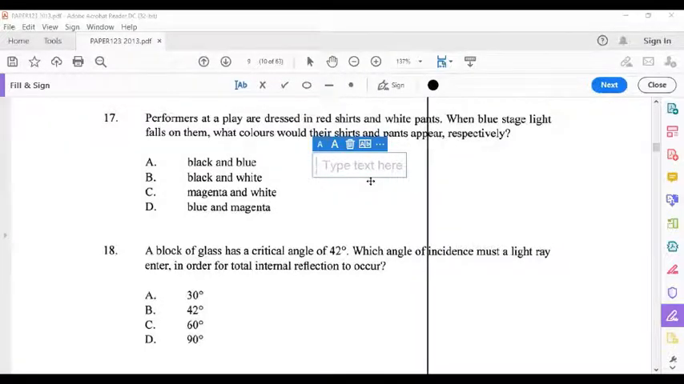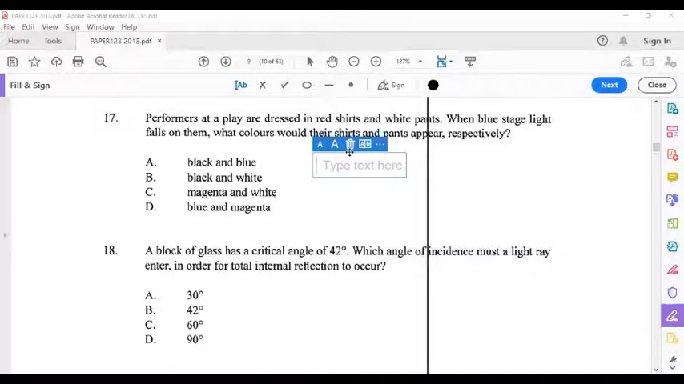Number 17. Performers at a play are dressed in red shirts and white pants. When blue stage light falls on them, what colors would their shirts and pants appear respectively? So this is a question about light and colors. Okay, so remember that an object will reflect the light that's the same color as itself.